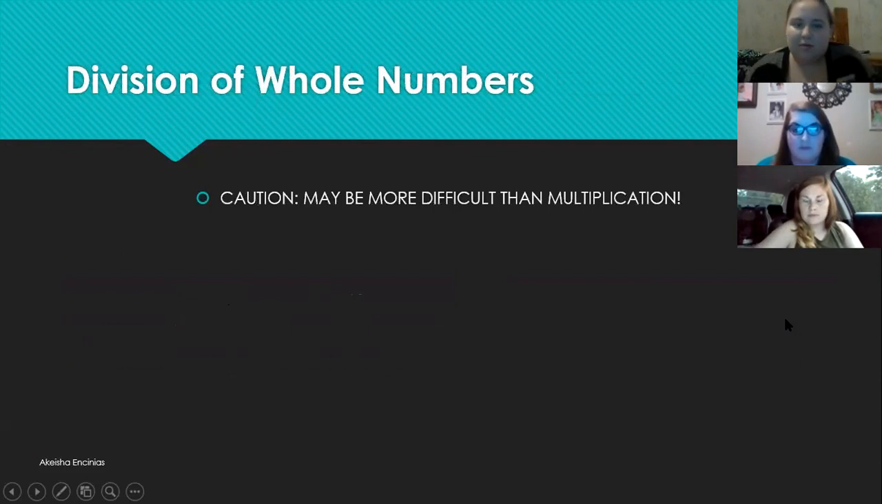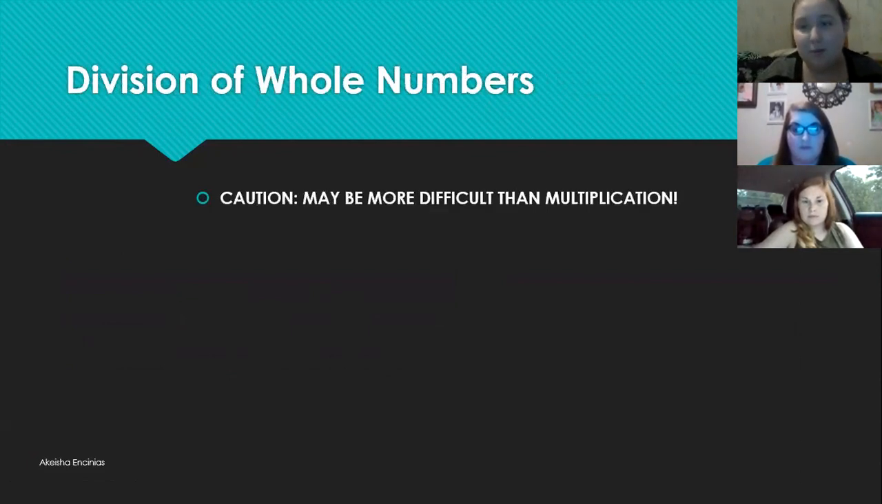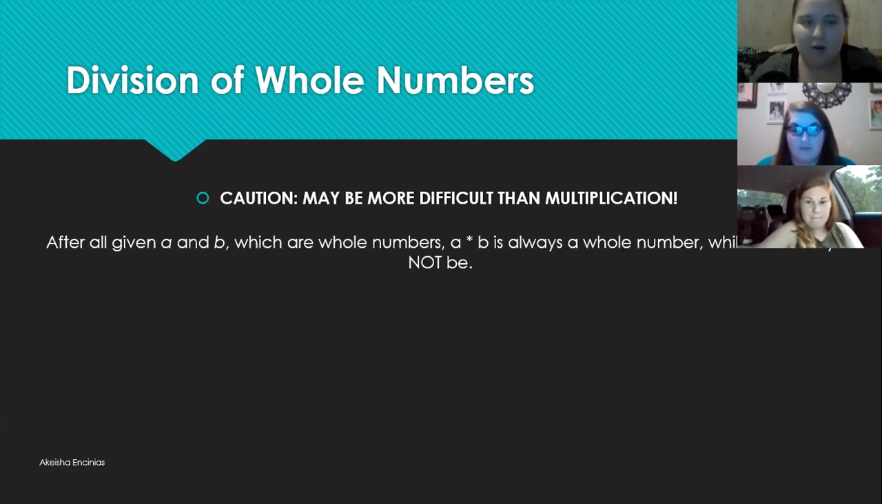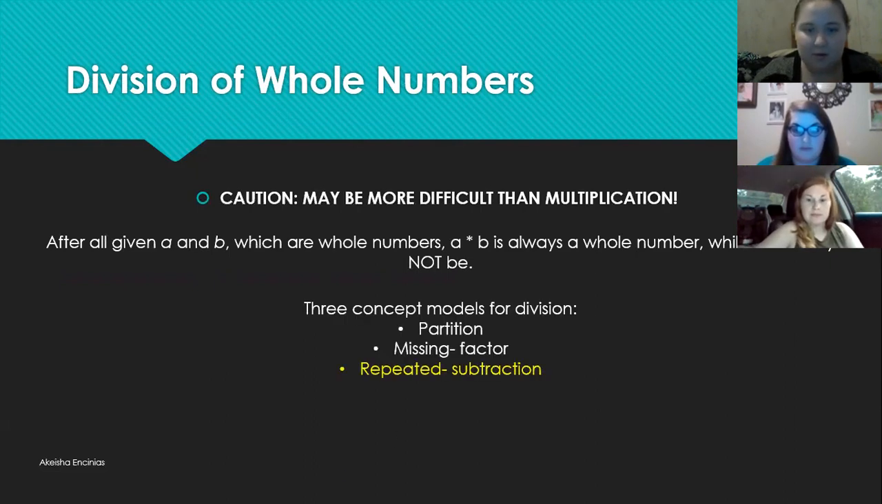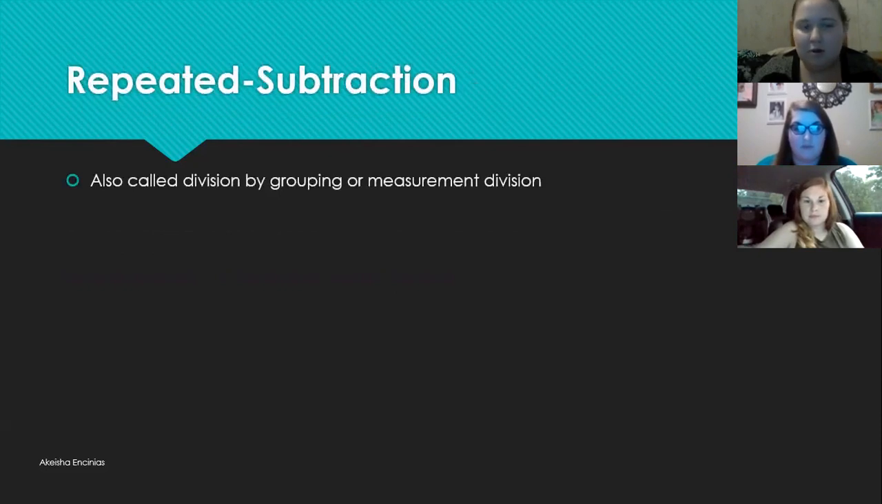So, division of whole numbers. Caution, this may be more difficult than multiplication. Given A and B that are whole numbers, if you multiply them, they're always going to be a whole number. But if you divide them, you may not get a whole number. You may get some remainders. So we've heard about partition and missing factor, and I'm going to talk about repeated subtraction. You're also going to hear it called division by grouping or measurement division.